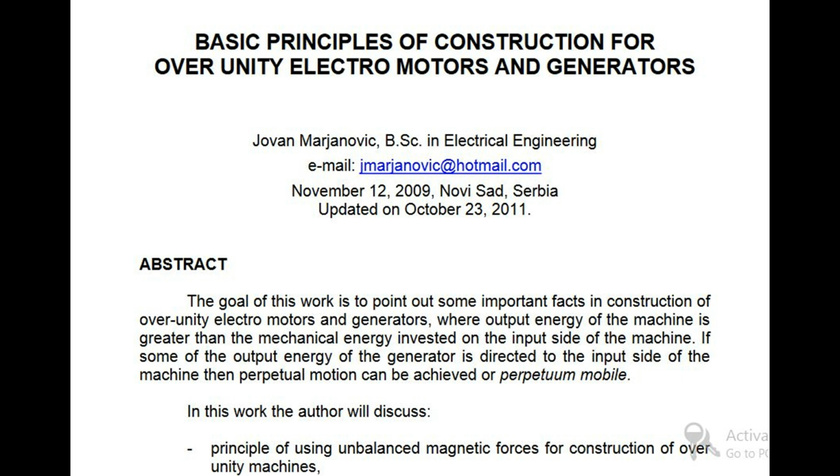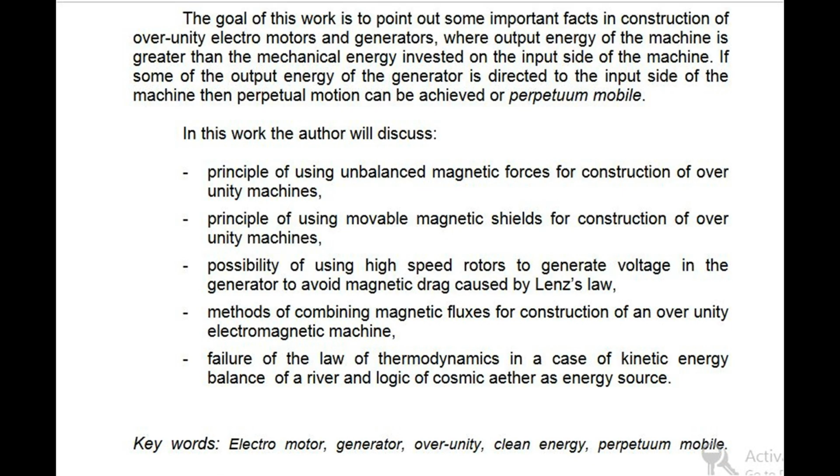In this work the author will discuss the principle of using unbalanced magnetic forces for construction of overunity machines, the principle of using movable magnetic shields, the possibility of using high-speed rotors to generate voltage in the generator to avoid magnetic drag caused by Lenz's law, methods of combining magnetic fluxes for construction of an overunity electromagnetic machine, failure of the law of thermodynamics in the case of kinetic energy, the balance of a river, and the logic of cosmic ether as an energy source.